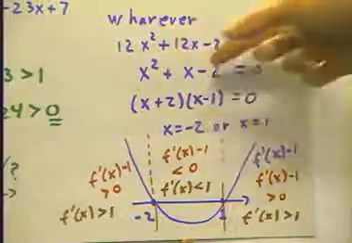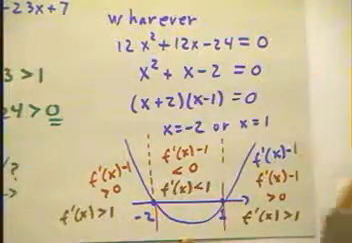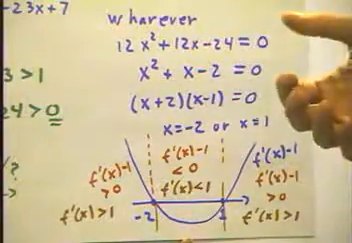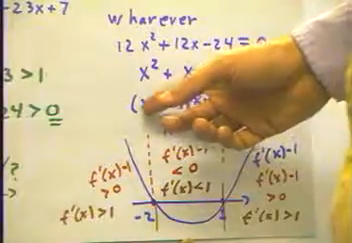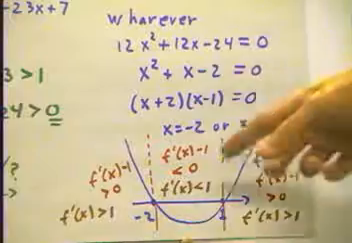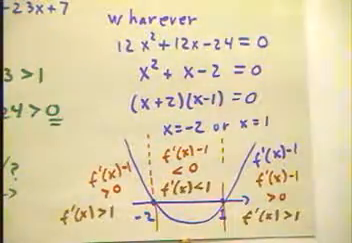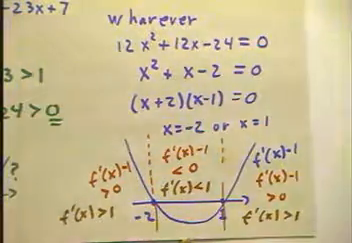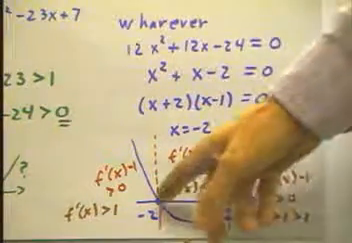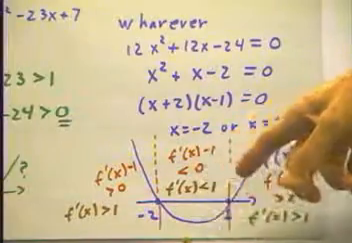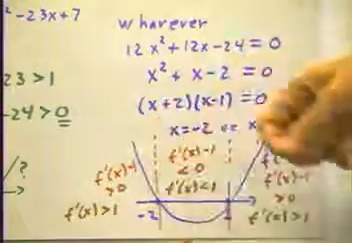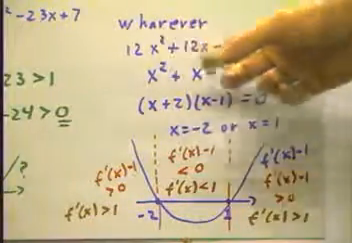In fact, if we look at this, we can see that this is real easy to factor, and we won't even bother with the quadratic formula, although if you didn't see how to factor, you could use the quadratic formula. We'll factor this into x plus 2 times x minus 1, which, when set equal to 0, gives us x equals negative 2 or x equals 1. So we've answered the question where. At negative 2 and at 1, this expression, which represents f prime of x minus 1, is going to be equal to 0.